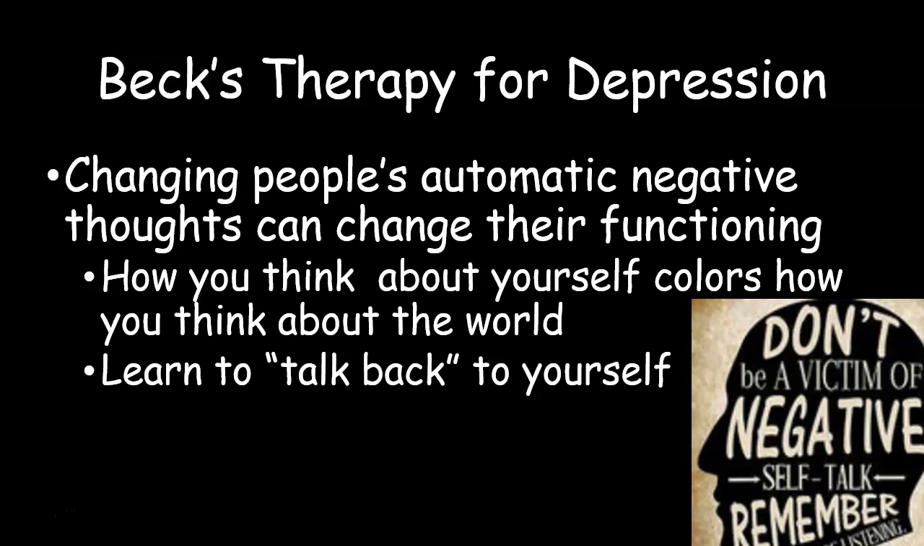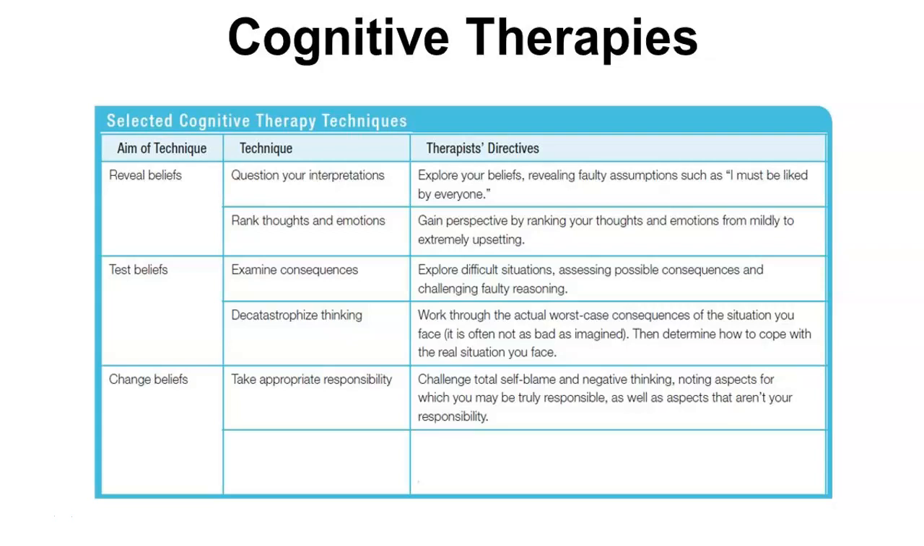And then finally, you have personalization. That's when you take responsibility or blame for things that truly have nothing to do with you. For example, assuming that your significant other is in a bad mood, therefore they must be angry with you. It can't be that they just had a bad day at work. This slide takes a look at the various different cognitive therapies and how it works. This is also available to you in your book.